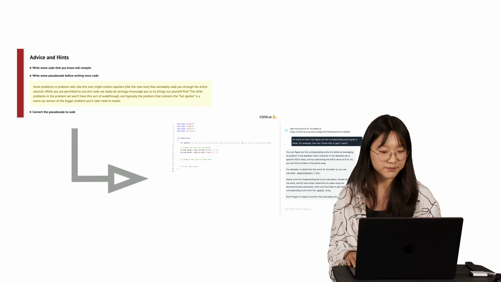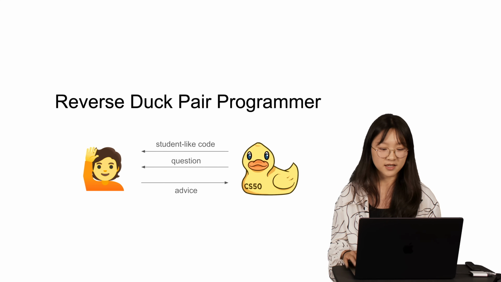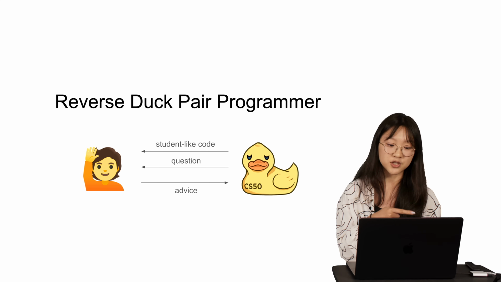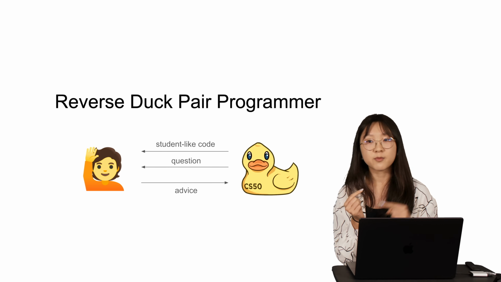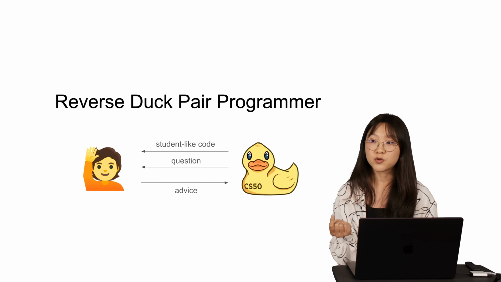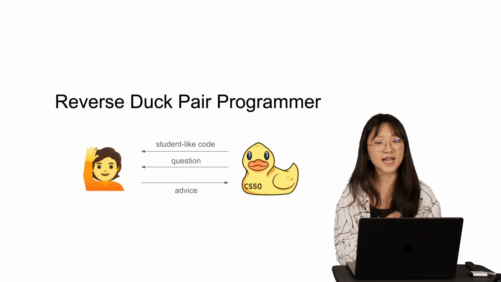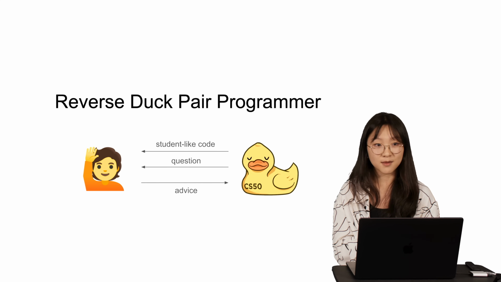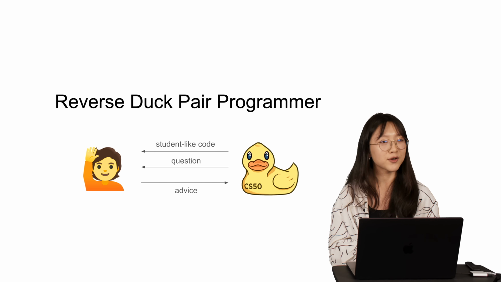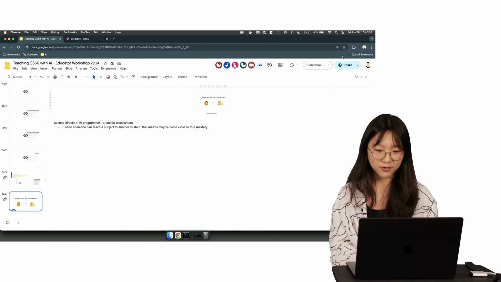And so finally, we had the idea of, what if we did it in reverse? What if we had given a prompt, the duck giving the student-like code and questions, and the student in response giving advice, which would also be a good way of practice, but it could also be a good way of seeing exactly how much the student understands of what we're trying to teach. Because when students themselves are able to teach a subject to someone else, we know they've come pretty close to mastery of the subject.